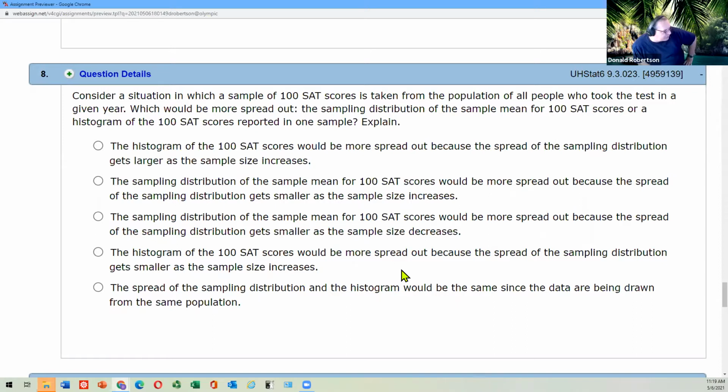So in this particular story, there's 100 of them. And which would be the more spread out? A sampling distribution of the mean of the 100 SAT scores, or a histogram of 100 SAT scores reported in just one sample. Now, the way they phrase that is a pain, so let me rephrase it, I hope, in a little bit better way.